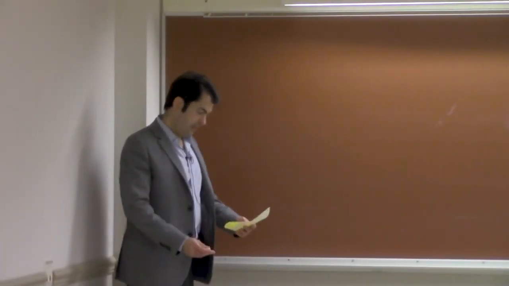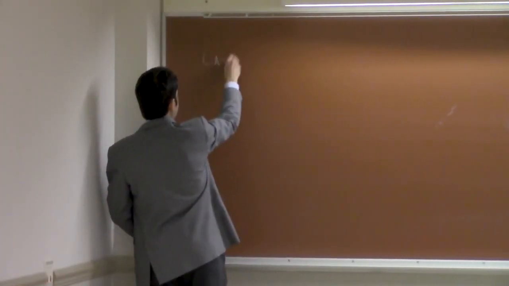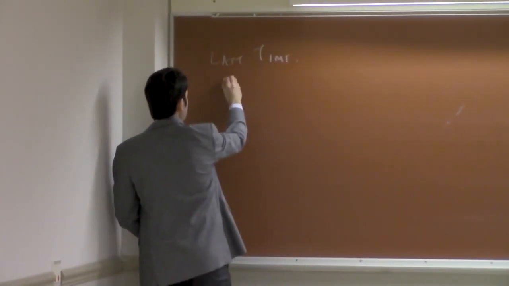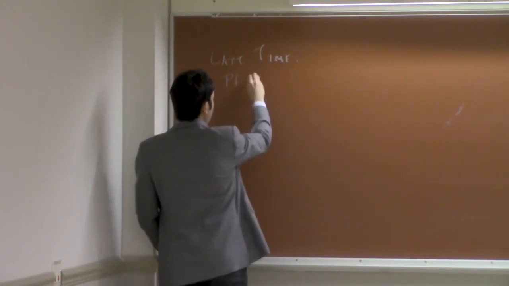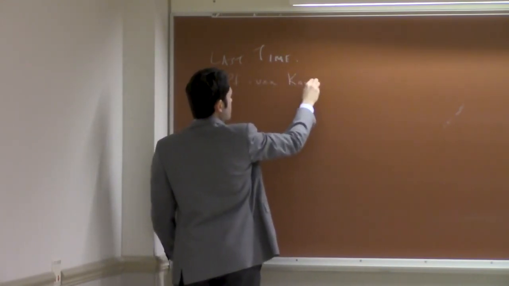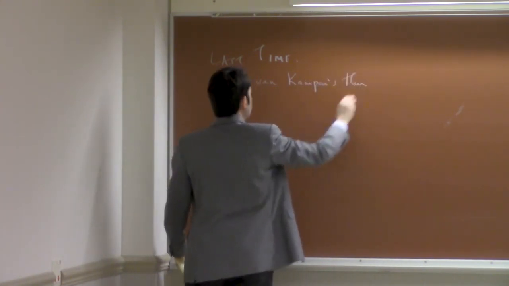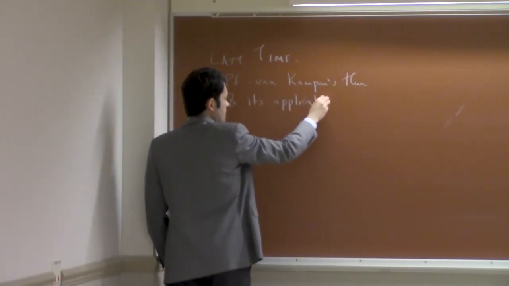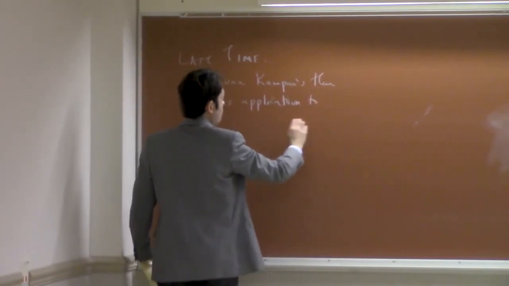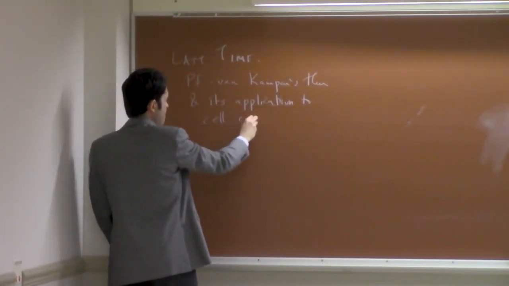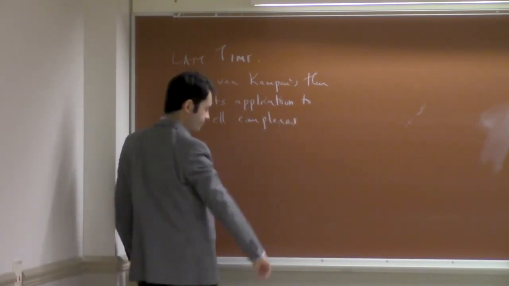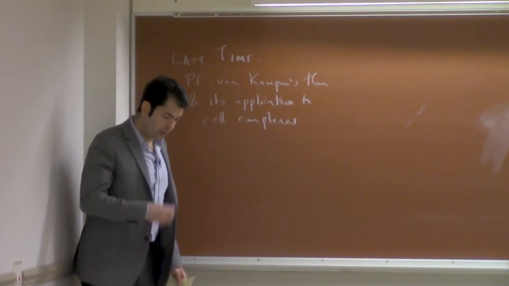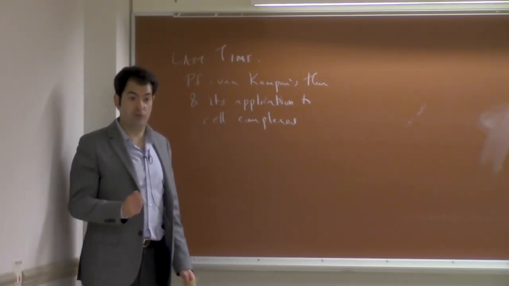Great. So last time we talked about how to prove Van Kampen's theorem and its applications to cell complexes. And I mentioned at the end of class last time that what we would do next is go back to how we computed the fundamental group of the integers.